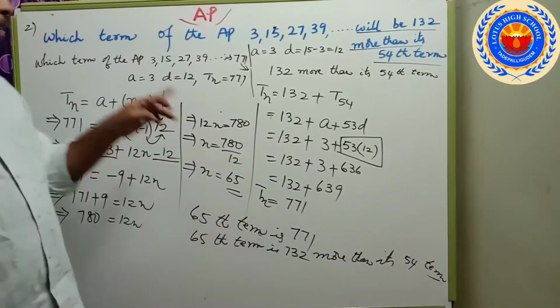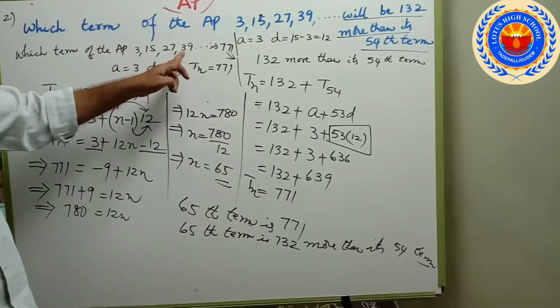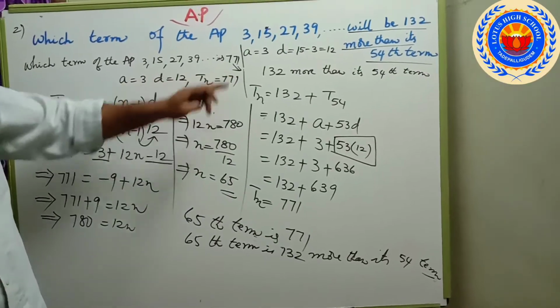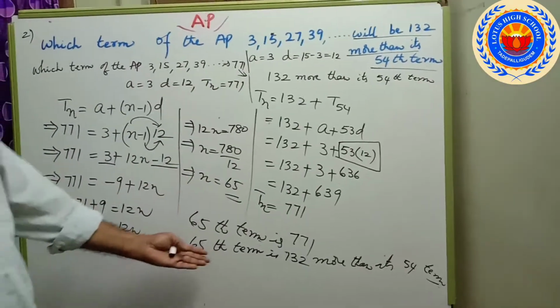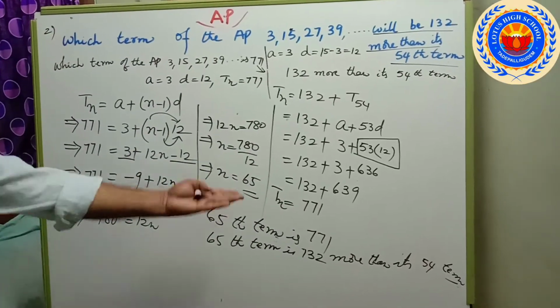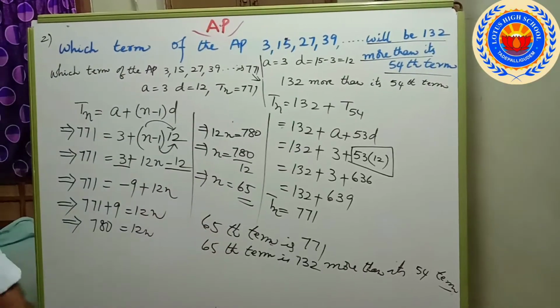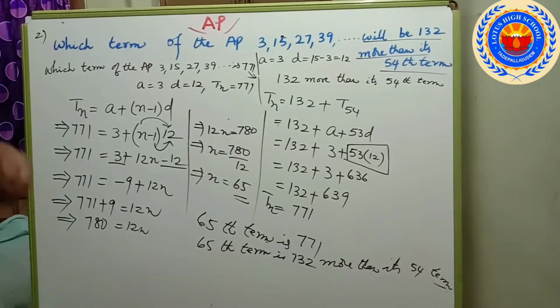The first term is 3, second term 15, third term 27, fourth term 39. Like that, the 65th term is 771. Otherwise, the 65th term is 132 more than its 54th term. If you want, you can check. If you want, you can verify this. The 65th term is 132 more than its 54th term.